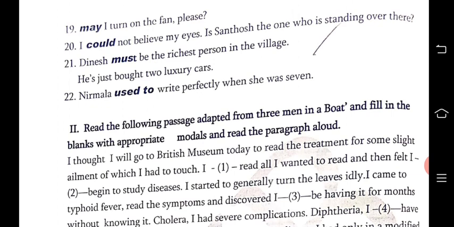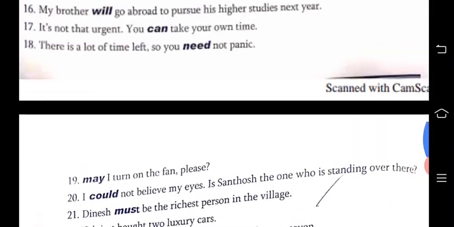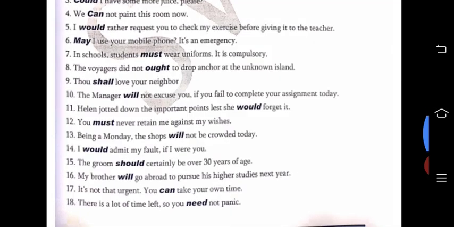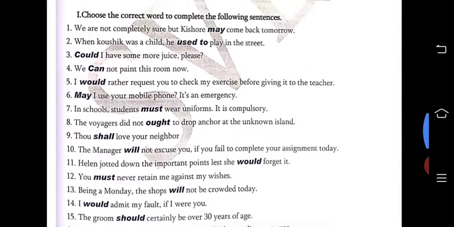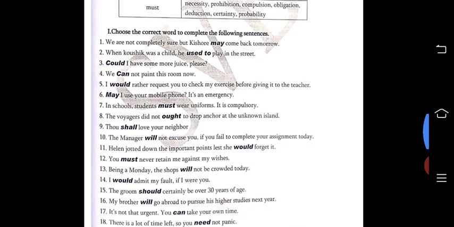Take a screenshot and you can make a note of it. So just make sure you have to write all the exercises, book back exercises in your grammar, separate grammar note.